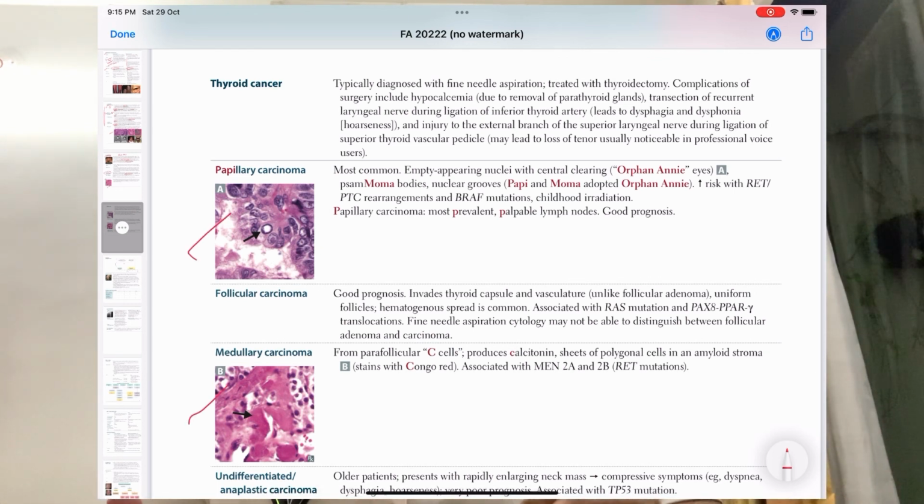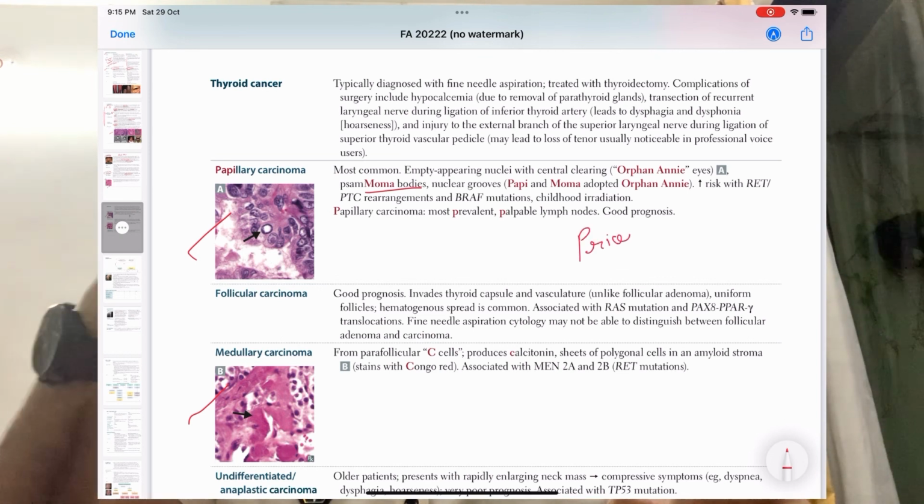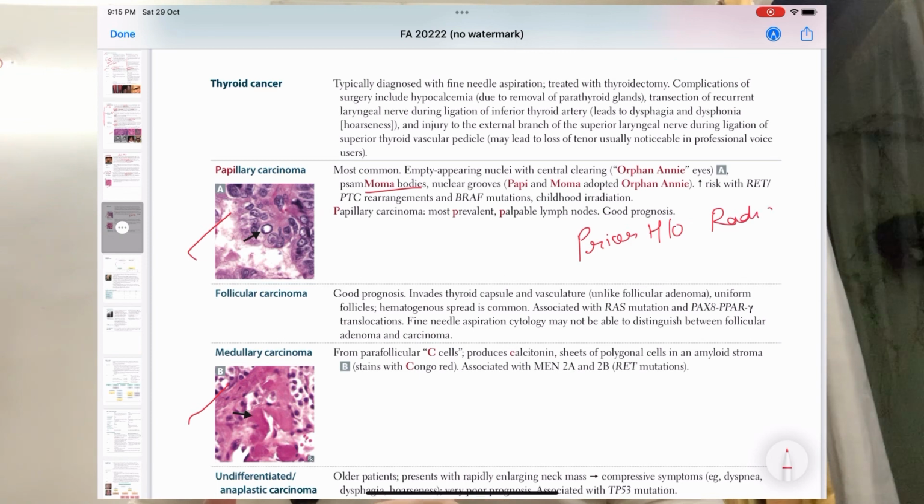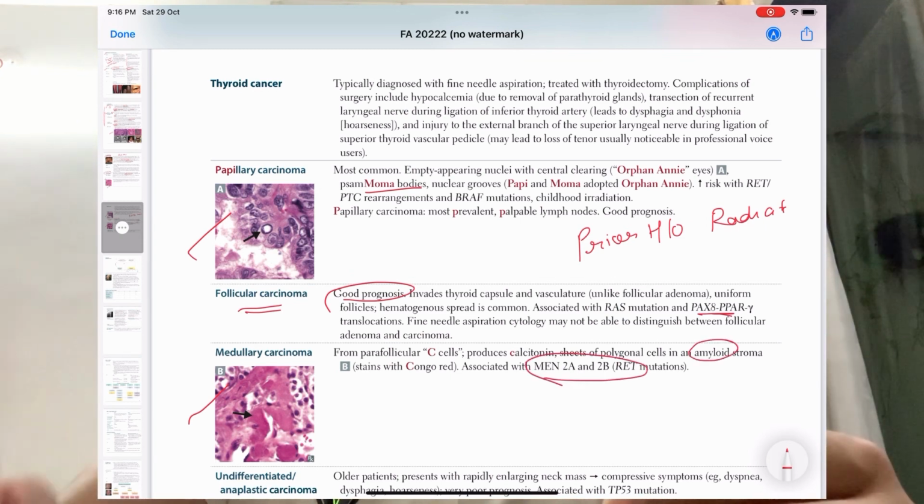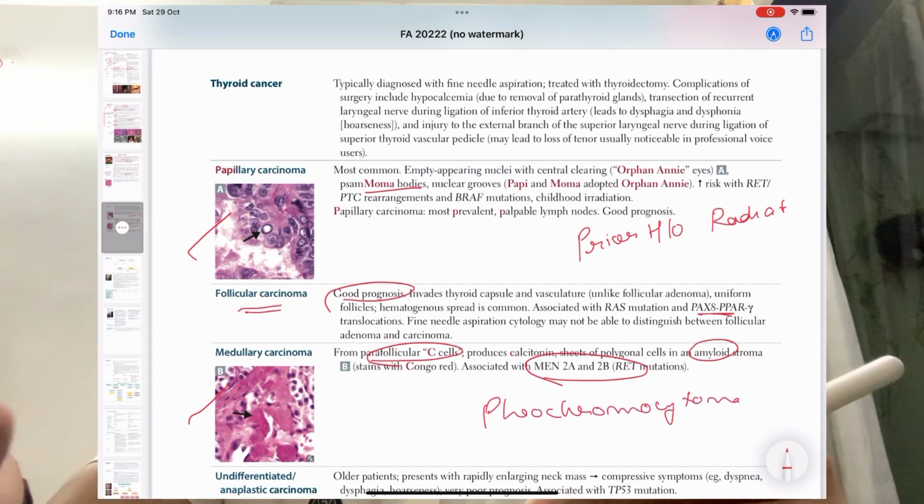Psammoma bodies. If papillary carcinoma is there, they will give you a prior history of radiation, neck surgery, neck radiation. If follicular carcinoma is there, they will give you good prognosis. If medullary carcinoma is there, MEN2, MEN2B is there, amyloidosis will be given, parafollicular C cells, and all the stuff. Medullary carcinoma is always associated with pheochromocytoma. Pheochromocytoma is one of the adrenal medullary disorders, so make sure you are able to interrelate between them. That's it for thyroid carcinoma.